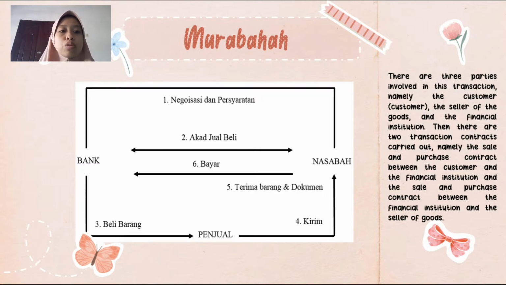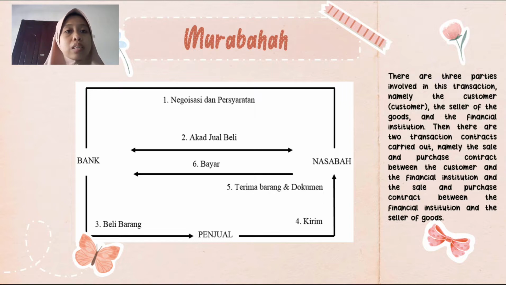Then there are two transaction contracts carried out, namely the sale and purchase contract between the customer and the financial institution, and the sale and purchase contract between the financial institution and the seller of goods. Based on the scheme, these are the stages of transaction carried out by Islamic banks in their murabahah.